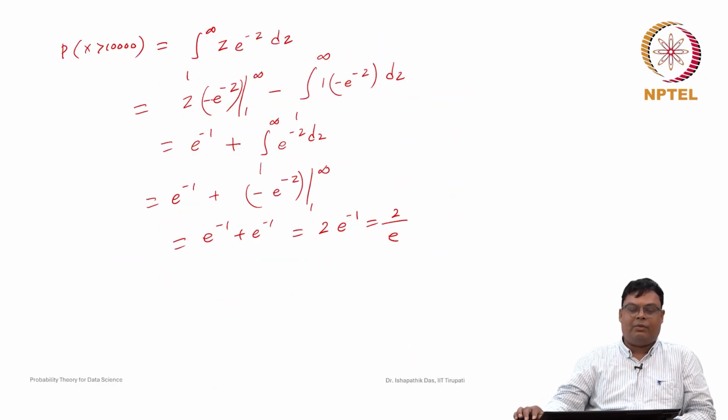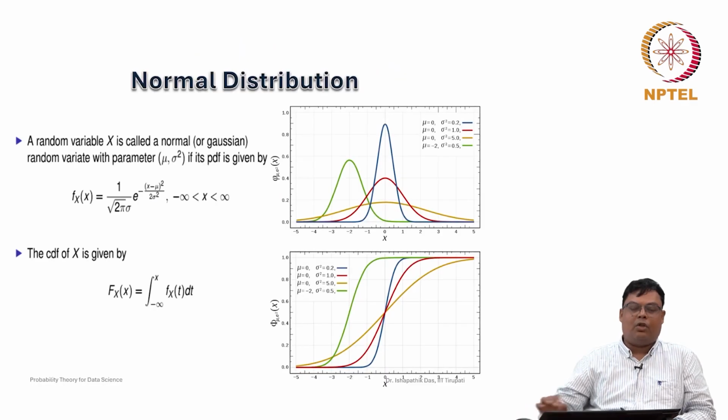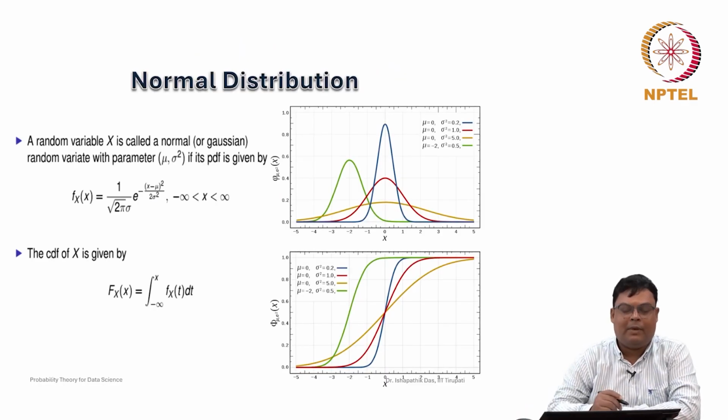some other important distributions. One of the important distributions, which is very useful, is called the normal distribution. A random variable x is called a normal or Gaussian random variable with parameters mu and sigma square if its probability density function is given by this. So, f of x equals 1 by root 2 pi sigma e to the power of minus x minus mu whole square by 2 sigma square. It was first introduced by Gauss. He was a scientist, a mathematician.